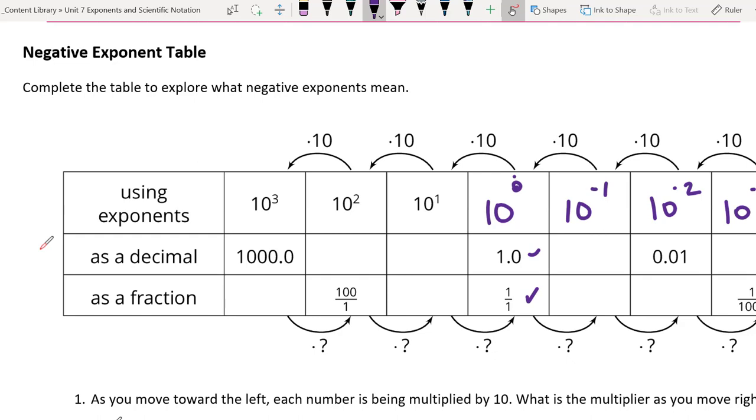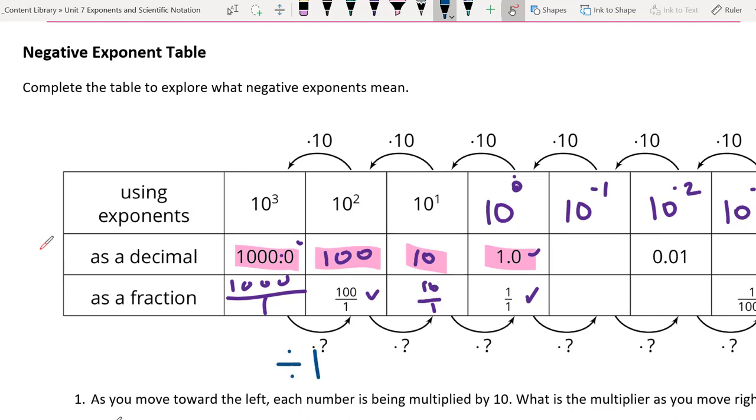Okay, so 10 to the third is 1,000, 10 to the second is 100. There that is right there. 10 to the first would be 10. So we could write that as 10 over 1. We could write this as a fraction 1,000 over 1. Okay, so going this direction, we've gone from 1,000 to 100 to 10 to 1. What are we doing here each time? Dividing by 10, dividing by 10. If we're going this direction, dividing by 10.